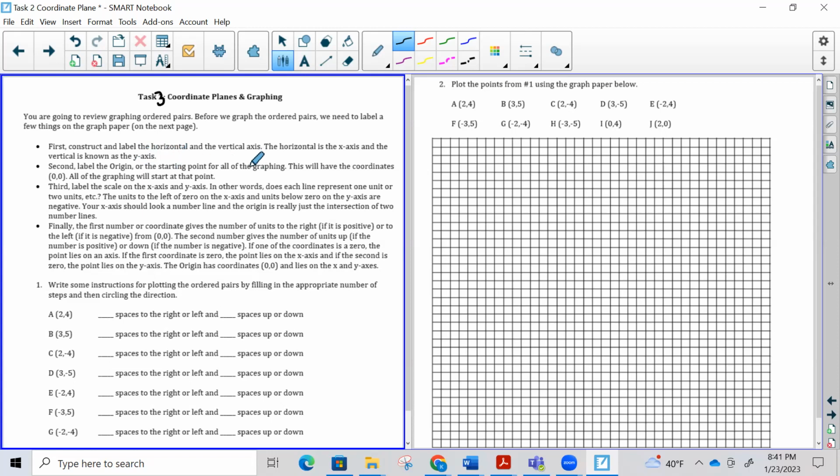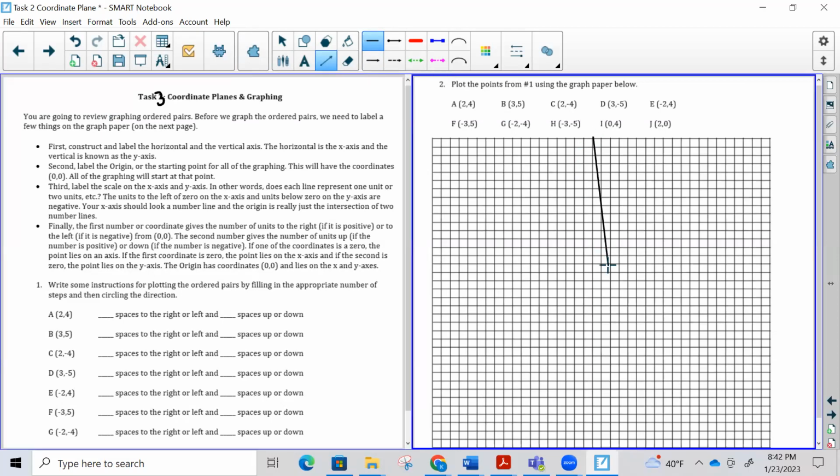So there's a few things we have to label on the graph paper. So first, we want to create and label the horizontal axis and the vertical axis. So you want to draw a straight line for the horizontal axis somewhere and a straight line for the vertical. So vertical just means it's going up and down. That would be 1. And then the horizontal would be left and right. So I'm going to draw 2 lines, the bold black lines, so you can see them. So those are my axes. As a reminder, the vertical axis up and down is the y-axis, and the horizontal axis left and right is your x-axis.